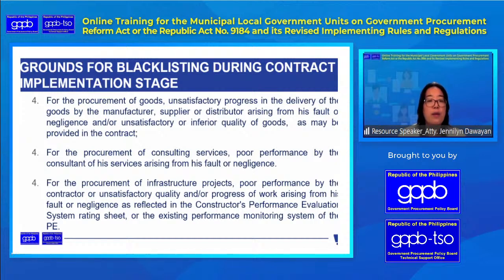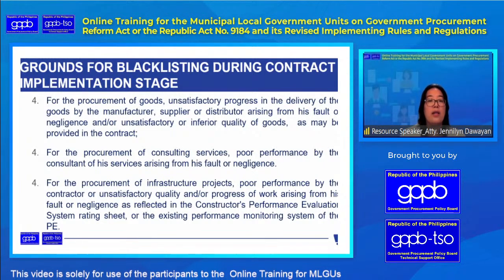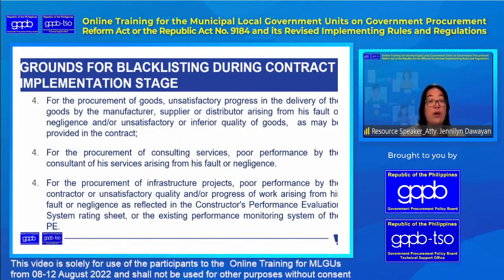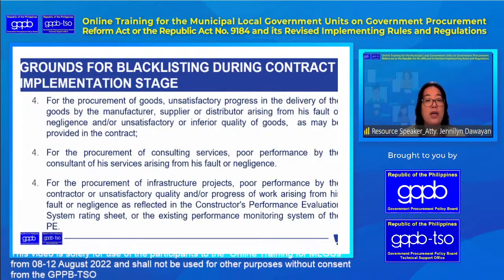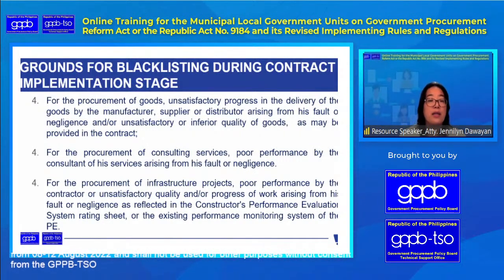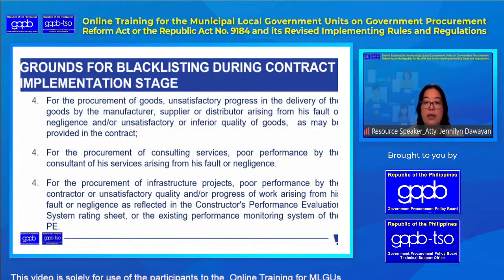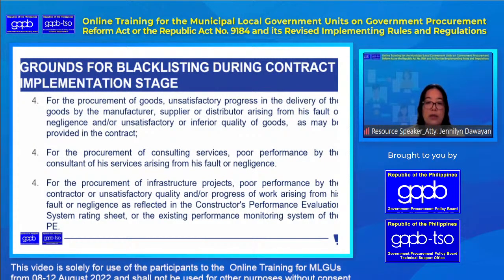For infra naman, syempre kung very poor yung contractor or yung unsatisfactory yung quality of services, yung progress of work niya, and you can determine that there is a fault or negligence as reflected in the CPES rating sheet or other performance monitoring system ng agency. So lumalabas talaga na hindi maganda yung workmanship niya, ganyan. Okay? What else?